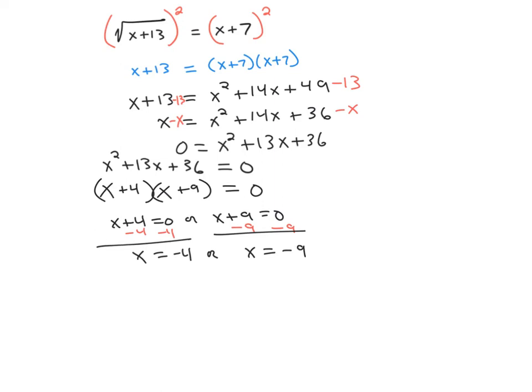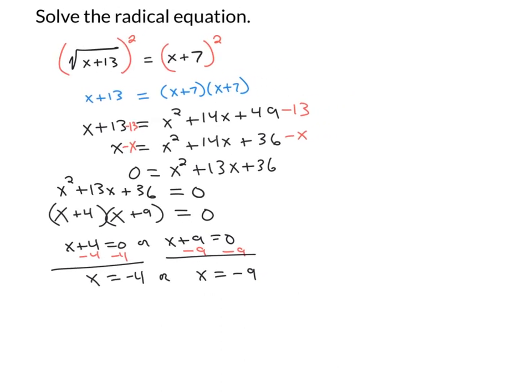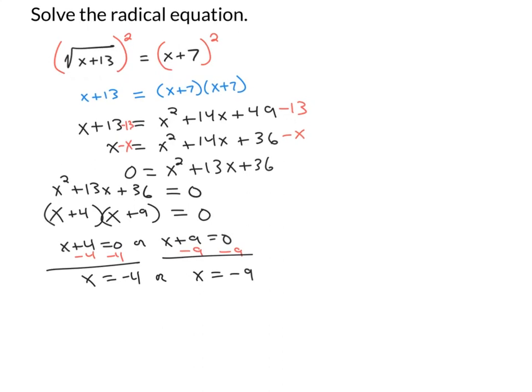Now before you circle those and move on, you need to remember that when we square both sides, sometimes we introduce extraneous solutions, so we do need to check these. So I'm going to move this over just a little bit so I've got some room. First I'm going to check x equals negative 4.